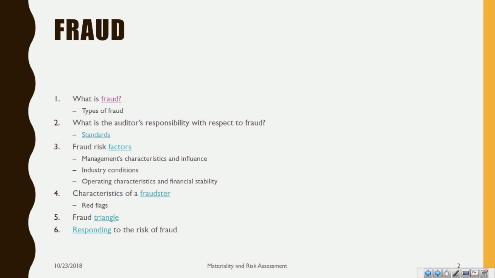All right. So fraud is very difficult to detect. As a result, most auditors are never really exposed to it, where they've uncovered fraud.